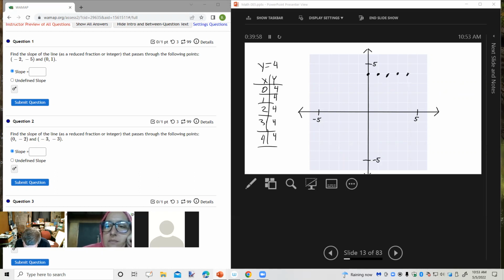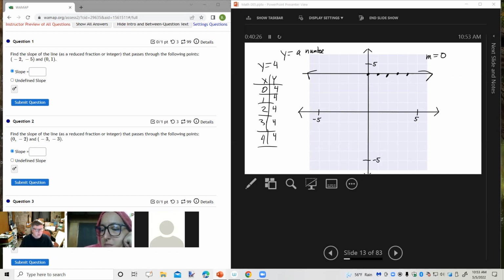What do we get when we connect those points? We get a horizontal line. So y equals a number is the equation of a horizontal line. And the slope of a horizontal line is 0.